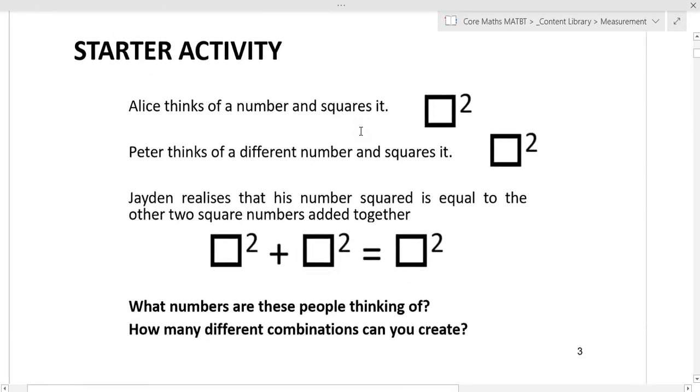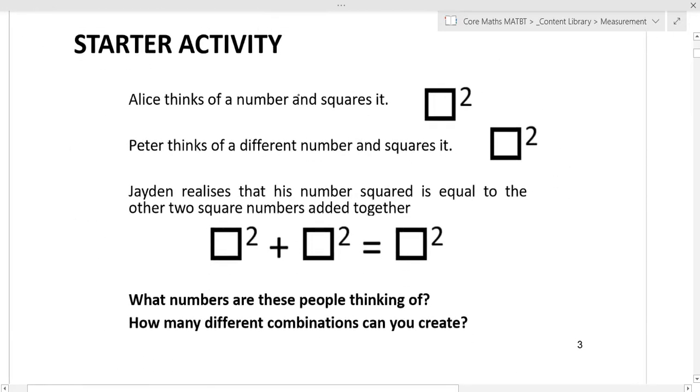So as a starter activity, let's go to the next page. Alice thinks of a number and squares it. So a mystery number. And then Peter thinks of a number and then he squares it. But what Jaden does is he realizes that his number squared is equal to the 2 numbers squared added together. What are the numbers that these people are thinking of, and how many different combinations can you create?